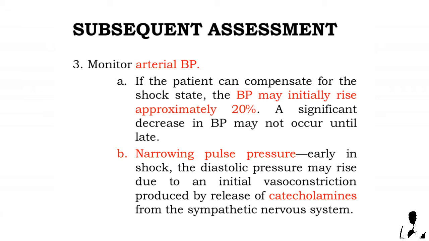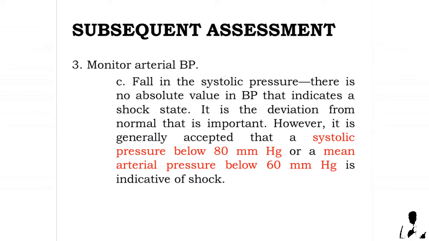3. Monitor arterial BP. If the patient can compensate for the shock state, the BP may initially rise approximately 20%. A significant decrease in BP may not occur until late. Narrowing pulse pressure is early in shock. The diastolic pressure may rise due to an initial vasoconstriction produced by release of catecholamines from the sympathetic nervous system. Fall in the systolic pressure.